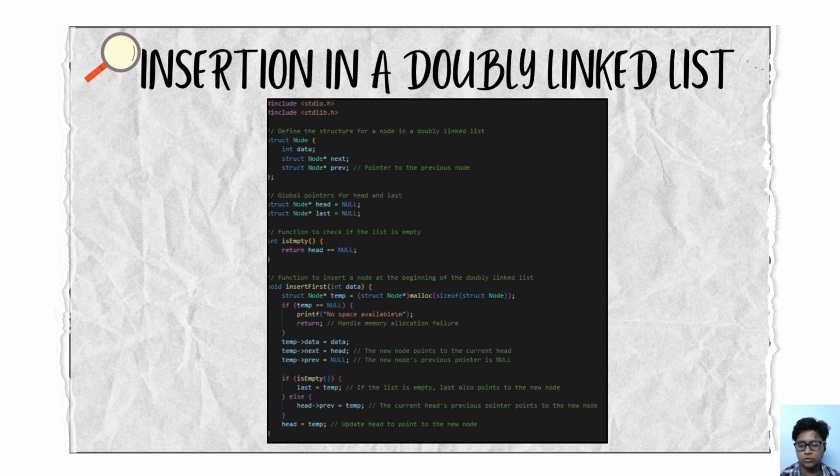We maintain global pointers for the head and last nodes of the list. The isEmpty function checks if the list is empty or not. In the insert first function, we create a new node and insert it at the beginning of the list, properly updating the pointers to maintain the doubly linked structure. Finally, the print list function traverses and displays the linked list. In the main function, we insert a few nodes and print the final doubly linked list, showcasing the proper connection in both directions.